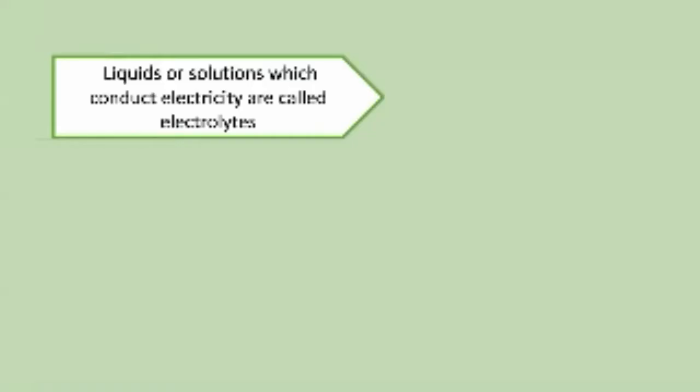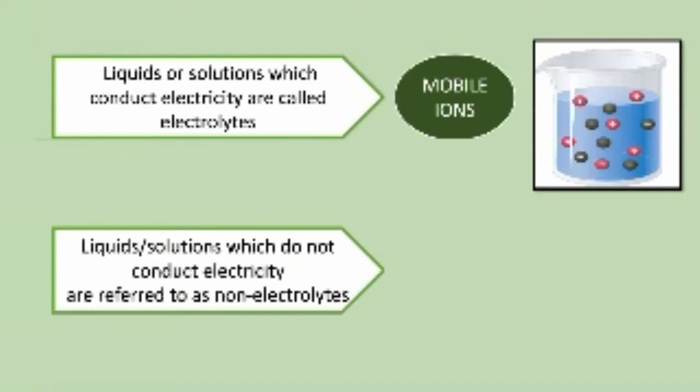Liquids or solutions which conduct electricity are called electrolytes. The reason they have the capacity to conduct electricity is because they have mobile ions, or ions that move. Liquids or solutions which do not conduct electricity are referred to as non-electrolytes. The reason they do not have the ability to conduct electricity is because they do not contain mobile ions, or movable ions.